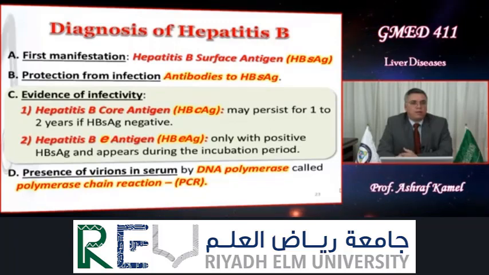2 years if hepatitis B surface antigen is negative, and hepatitis B E antigen, which is only with positive hepatitis B surface antigen and appears during the incubation period. The presence of virions in the serum can be demonstrated by DNA polymerase called polymerase chain reaction or PCR.